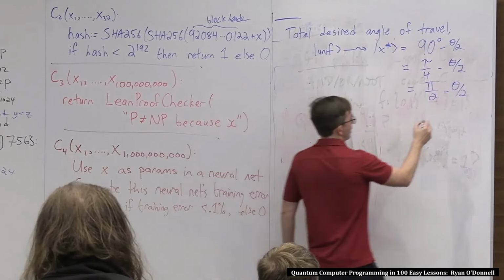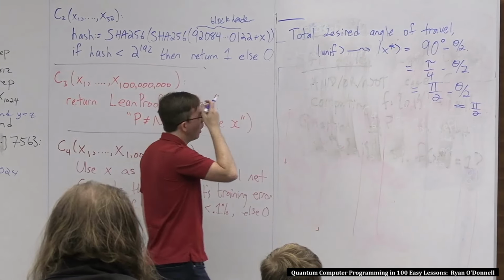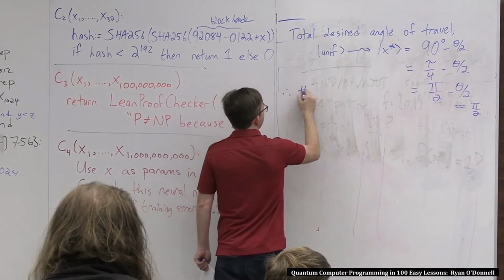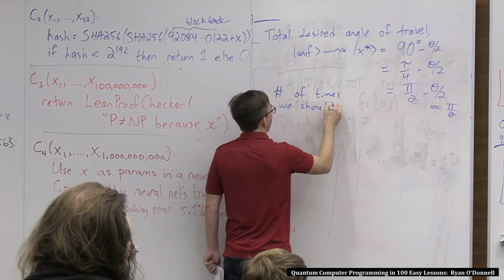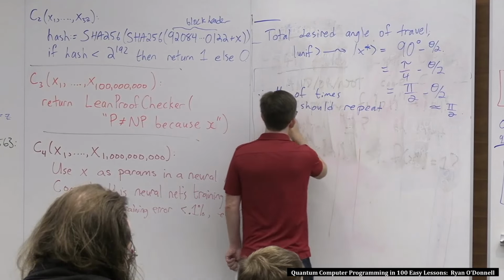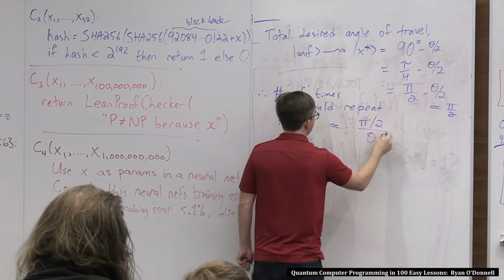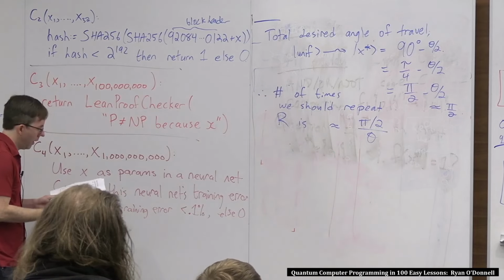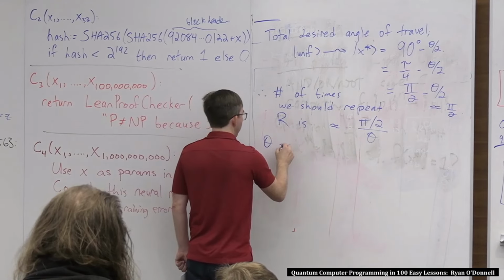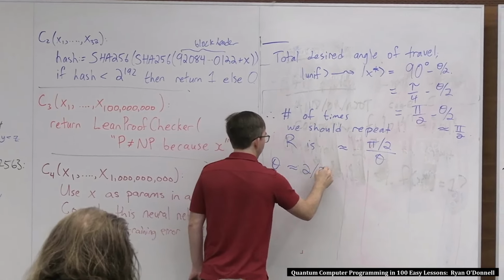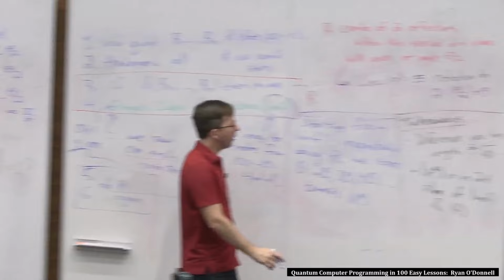So it's ridiculously close to pi over 2. And so, therefore, the number of times we should repeat r is basically pi over 2 over theta. Now, theta is still up there on the board. Theta is extremely close to 2 over root d. Now, if you're actually worried about this, you can literally calculate theta exactly.